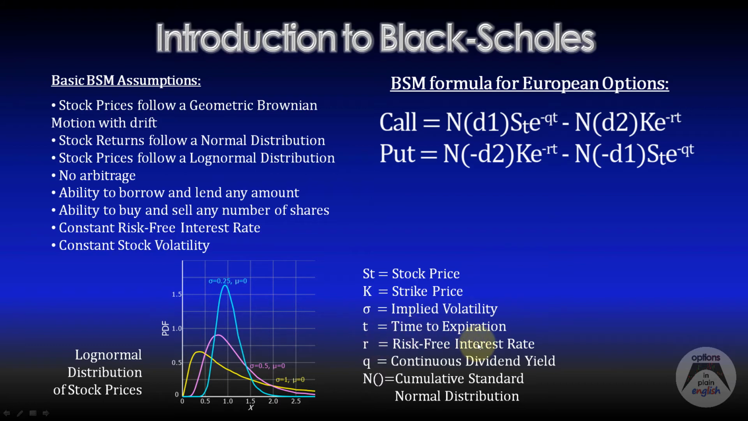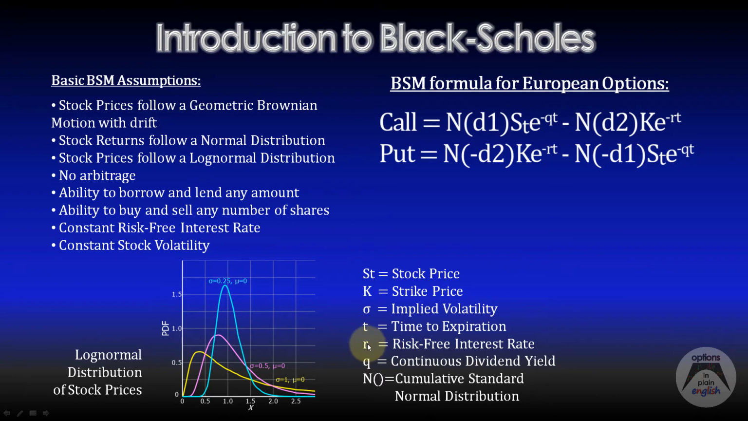T is time to expiration, and since implied volatility is expressed in an annualized form, time to expiration is also expressed in an annualized form. So it's the fraction of 1 year. So if you're talking about 1 day, it would be 1 over 365. If it's 7 days, then it's 7 over 365, and so on.